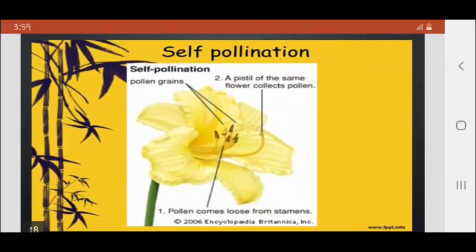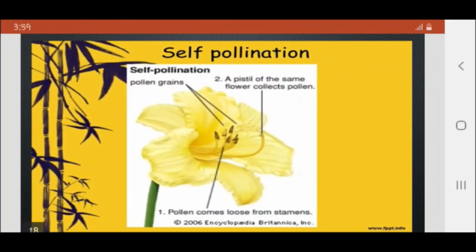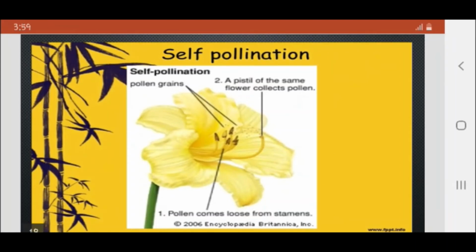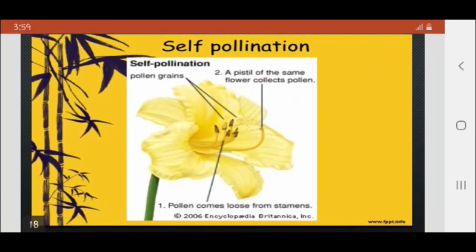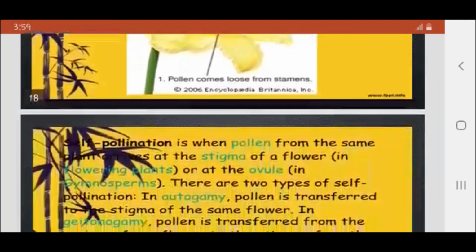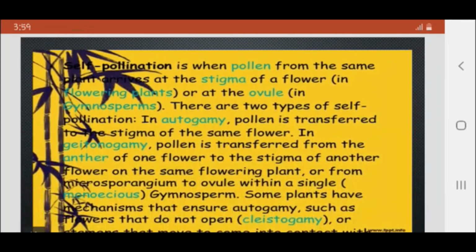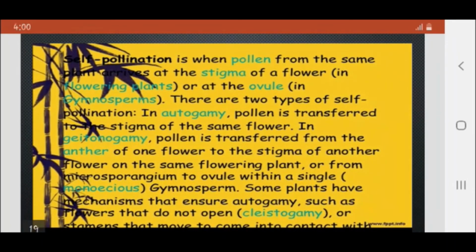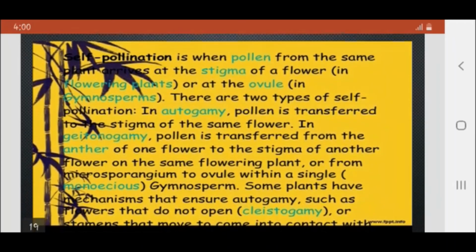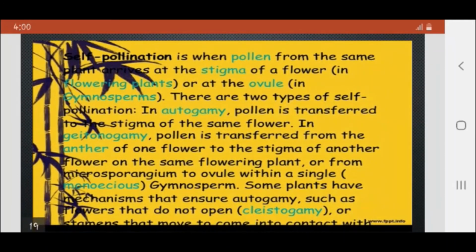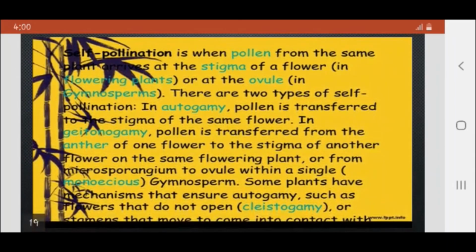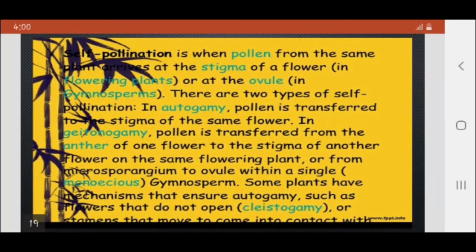Just look at the diagram of self-pollination. The pollen grain of the same flower falls on the stigma of the same flower, and this is called self-pollination. Self-pollination is when pollen from the same flower goes to the stigma of the flower in flowering plants or to the ovule in gymnosperms. There are two types of self-pollination. In autogamy, pollen is transferred to the stigma of the same flower.